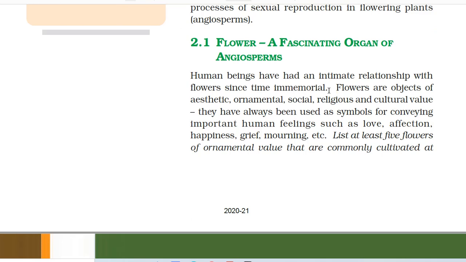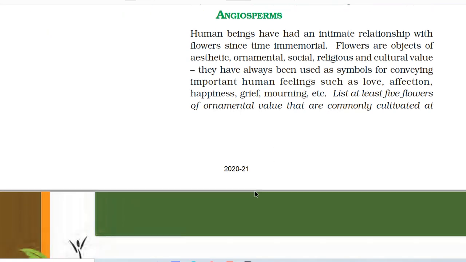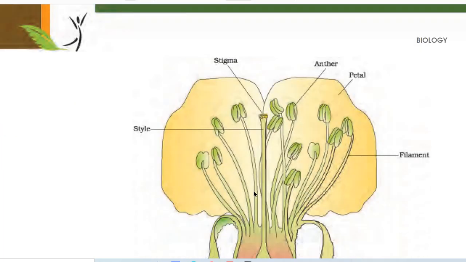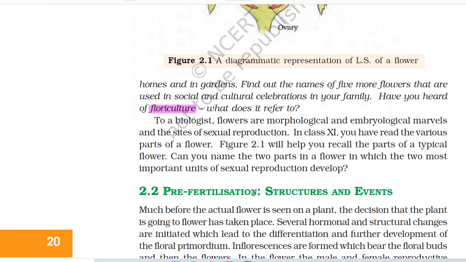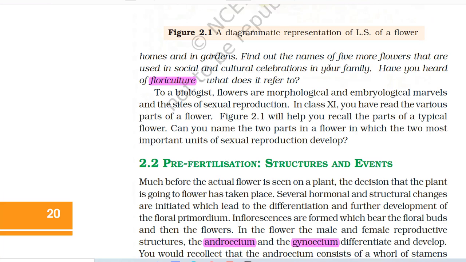Human beings have had an intimate relationship with flowers since time immemorial. Flowers are objects of aesthetic, ornamental, social, religious, and cultural value. They have always been used as symbols for conveying important human feelings such as love, affection, happiness, grief, mourning, etc. List at least 5 flowers of ornamental value that are commonly cultivated at homes and in gardens. Find out the names of 5 more flowers that are used in social and cultural celebrations in your family.